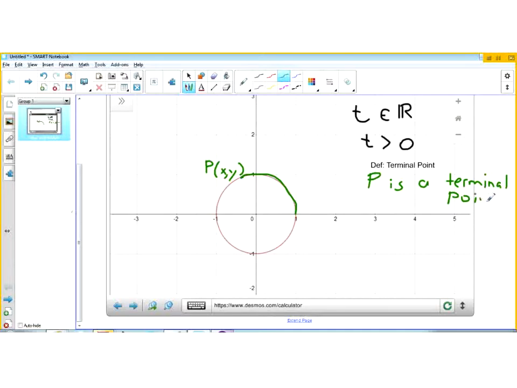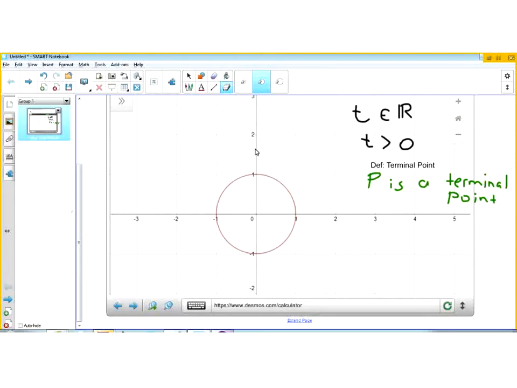Now, if t is greater than 0, the terminal point is determined by traversing along the perimeter of the circle in the counterclockwise direction. Okay, so if we progress in this direction, the way the arrow is pointing, this is counterclockwise, which I'll write as CCW, and t is greater than 0. Right, so the terminal point is found by traversing counterclockwise for cases where t is greater than 0. Okay, all right. Now, if t were less than 0, I would traverse the perimeter of the circle in a clockwise direction.